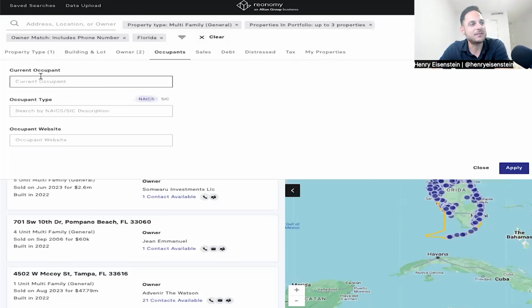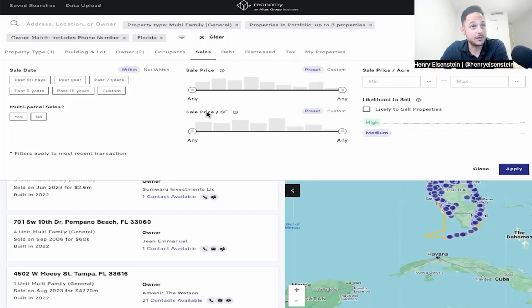When you go to occupants, I don't use any of this. I've never really used any of this. I don't play around with this too much. If any one of you has had success with using the occupant for any reason, please let me know. But this is more so for when I'm looking for a specific tenant type or a specific owner. I don't see the purpose of using this. I use a lot of these other things. I'm going to explain to you a few things.